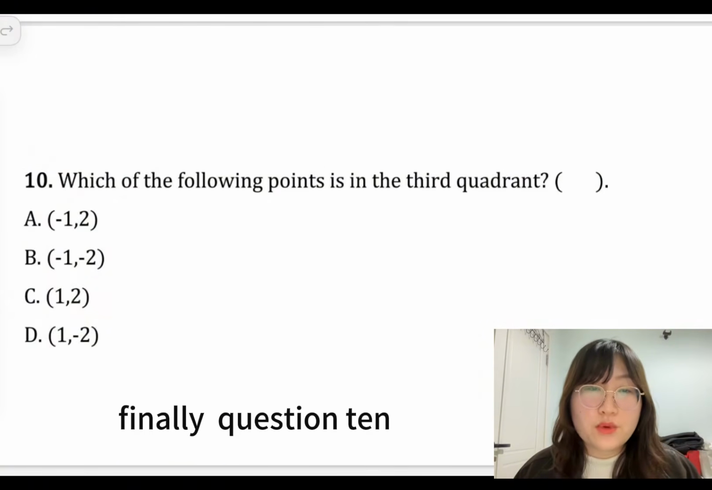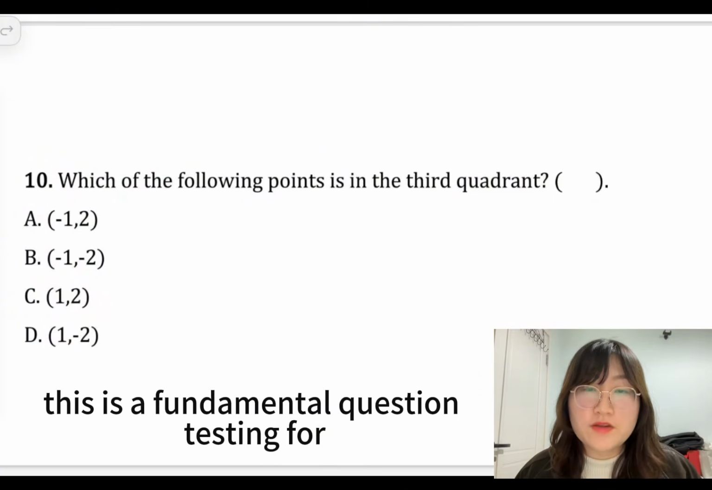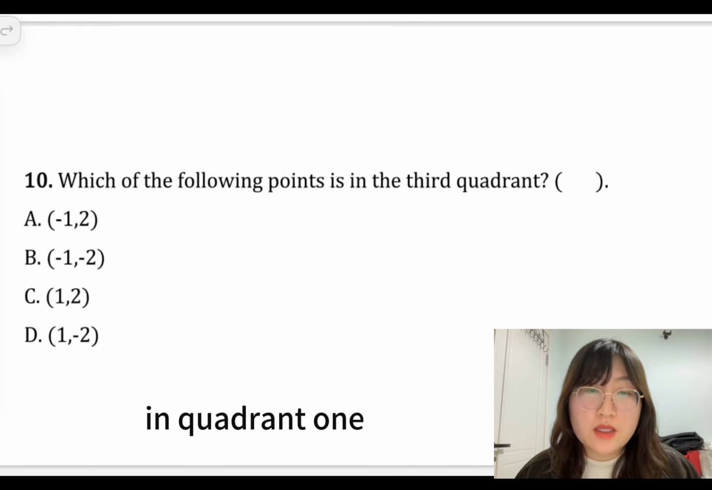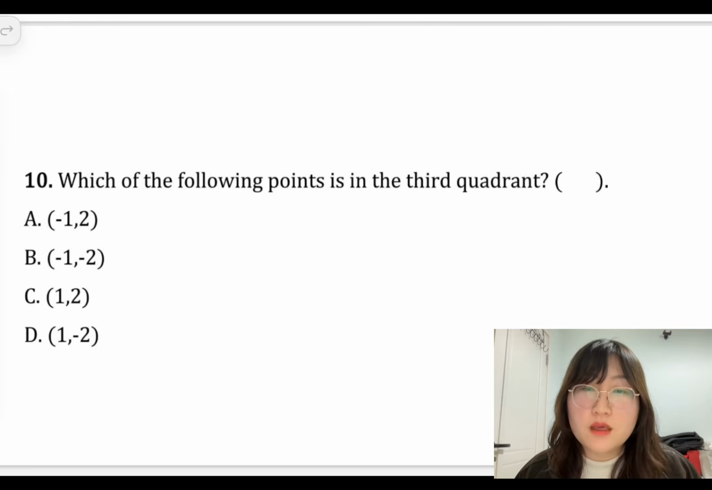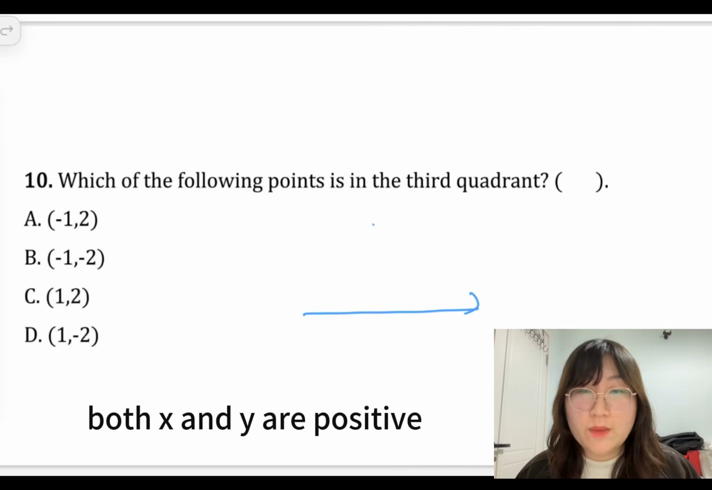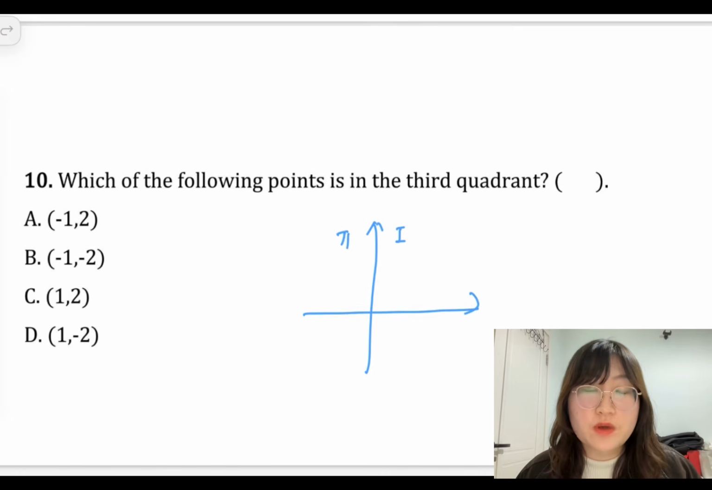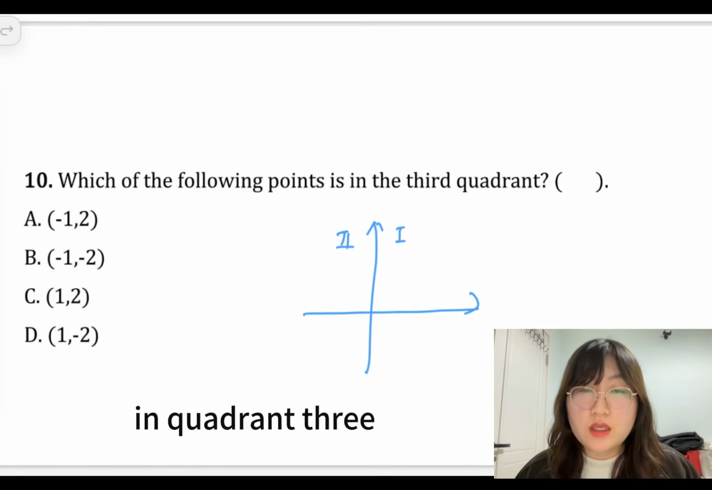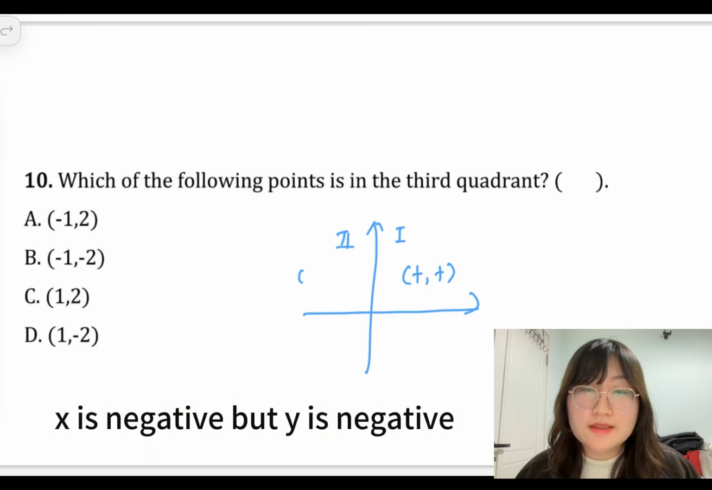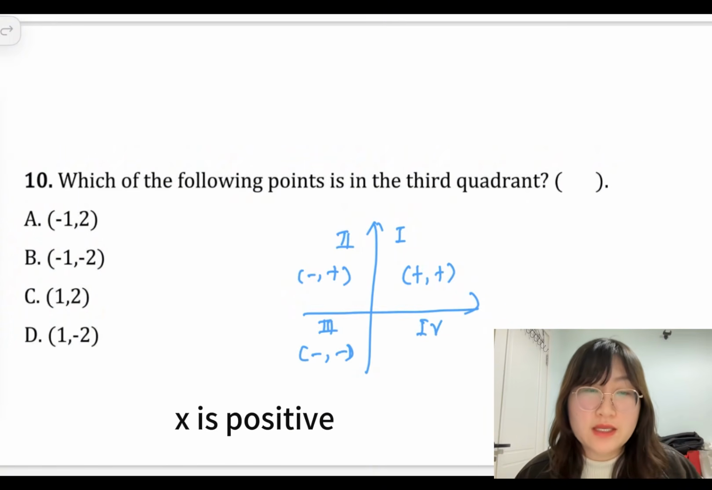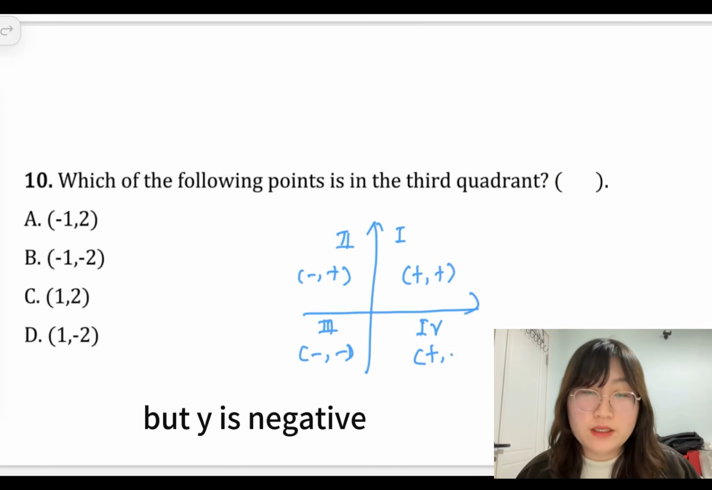Finally, question 10. This is a fundamental question, testing quadrants in a coordinate system. In quadrant 1, both x and y are positive. In quadrant 2, x is negative, but y is positive. In quadrant 3, x is negative, and y is negative. In quadrant 4, x is positive, but y is negative.